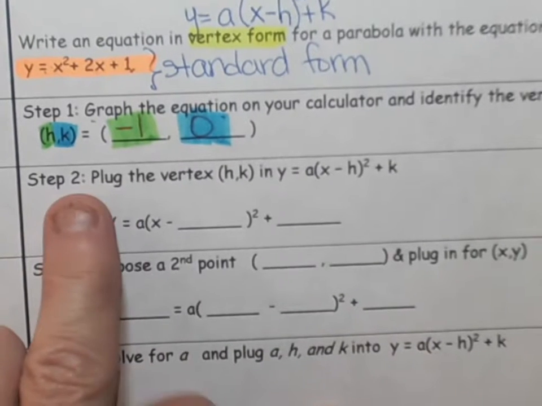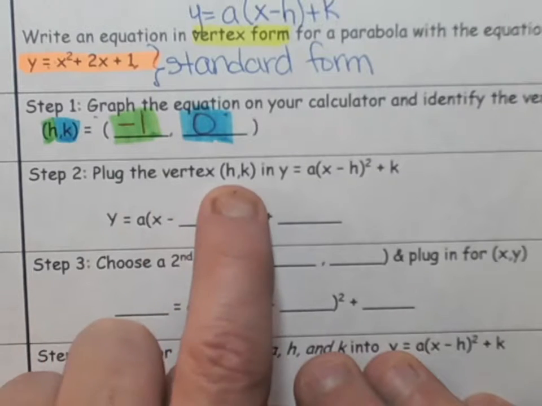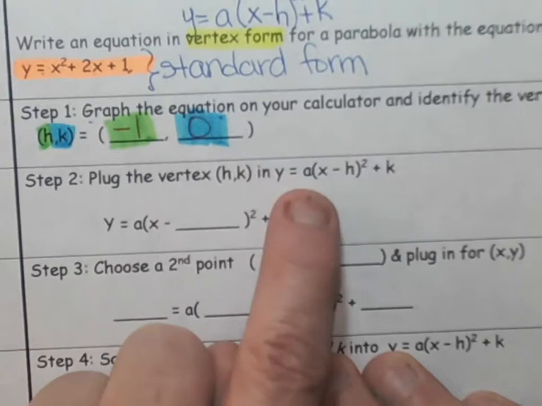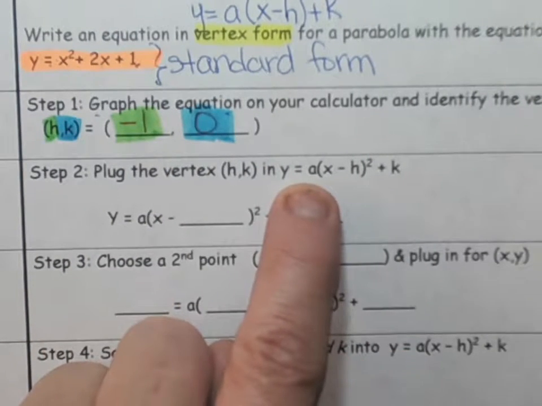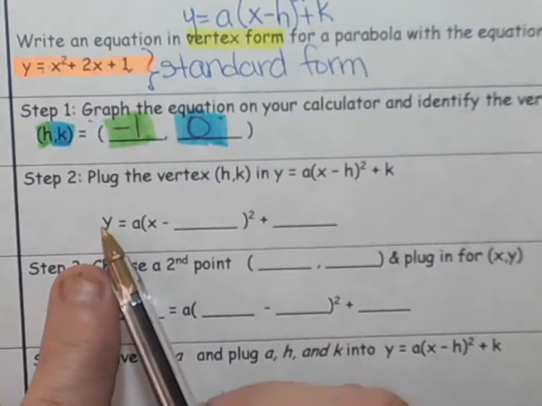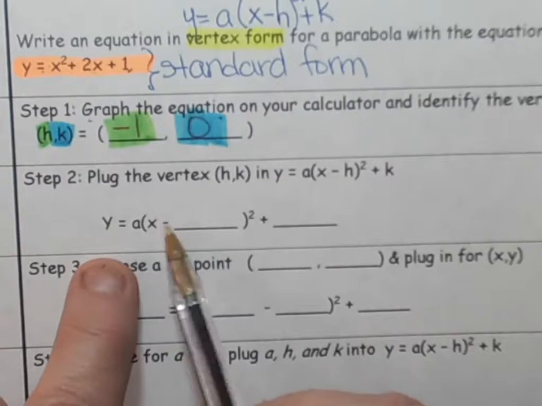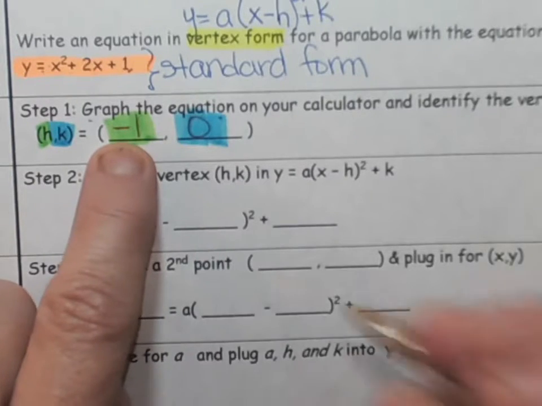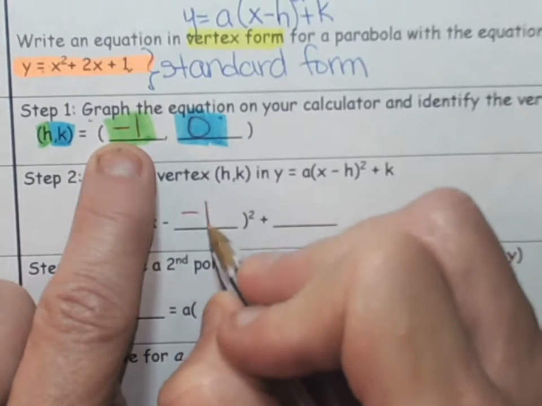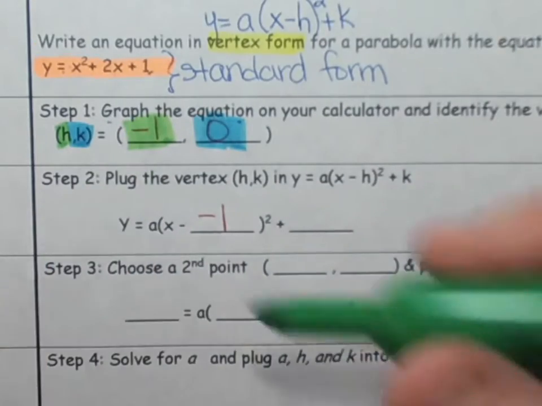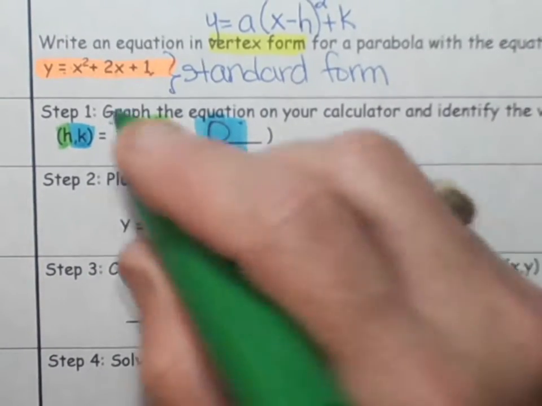After you do that, step 2 is we're going to plug the h and k, the negative 1 and the 0, back into the equation. So it's going to be y equals a times the quantity x minus h, and h is negative 1. So we're going to put negative 1. And remember, this is our h from above.